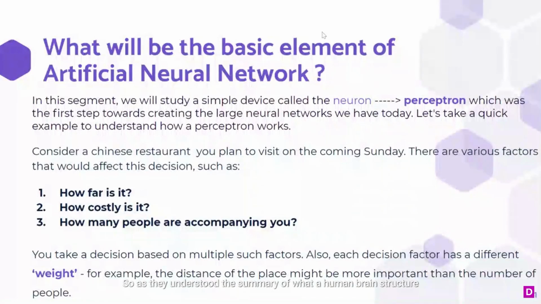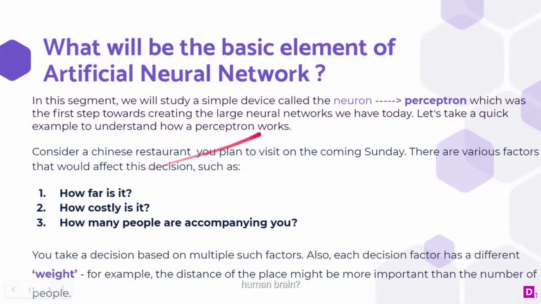So as we understood the summary of what a human brain structure looks like and what all the functional elements of the human brain are, through the summary and the discussion which we had previously, now let's jump into building one artificial neural network, or how an artificial neural network would be an analogy to the actual human brain structure.